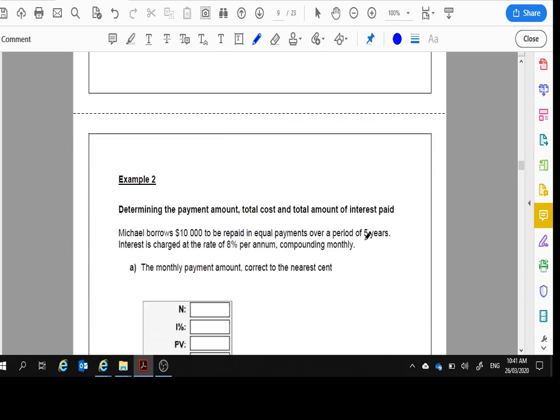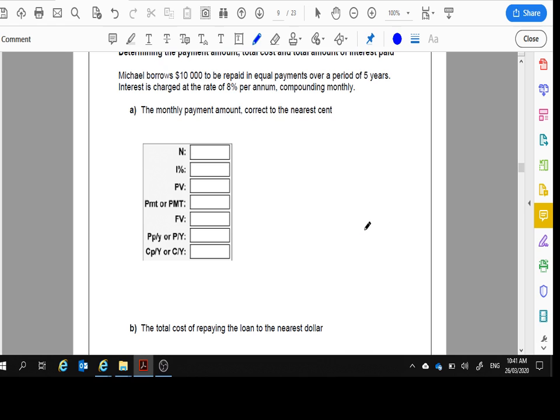Example 2. Michael borrows $10,000 to be repaid, so 10,000 is coming to him, positive, in equal monthly payments over 5 years. Interest rate is charged at 8% per annum, compounding monthly. Again, it's compounding monthly. We want the monthly payment, so that's the unknown. We want 5 years times 12 months in a year. Come over here, press enter.